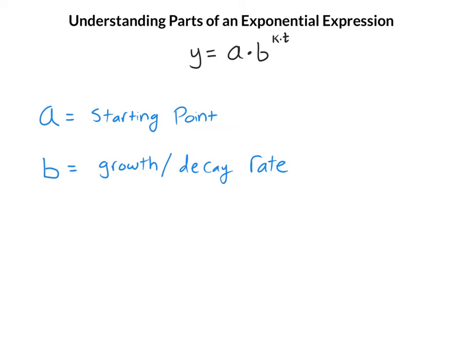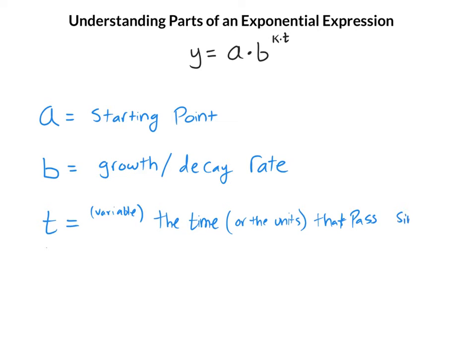We're going to talk about T. T generally, and some people call this variable n, and this is actually the variable. This is the thing that is changing over time. So I'm going to say this is the variable, kind of like the x of the equation. And t typically represents the time or the units that pass since the start.